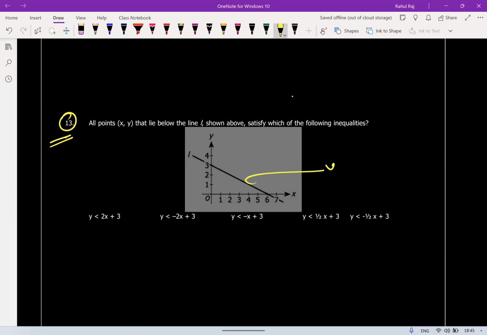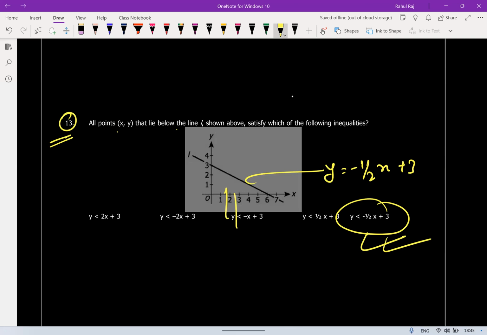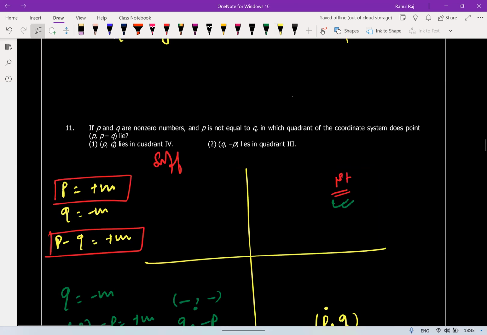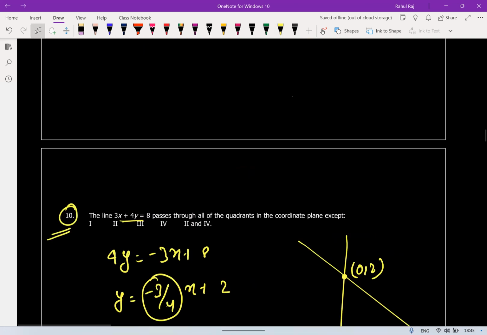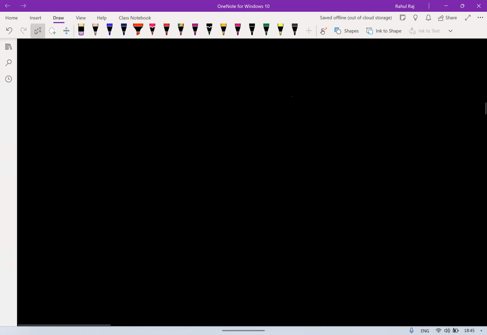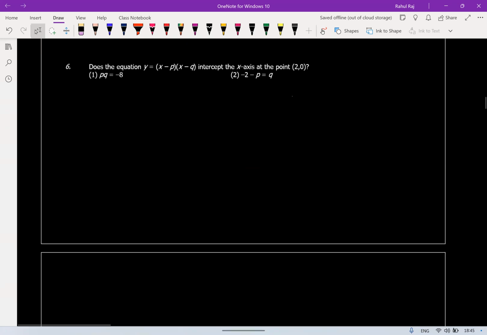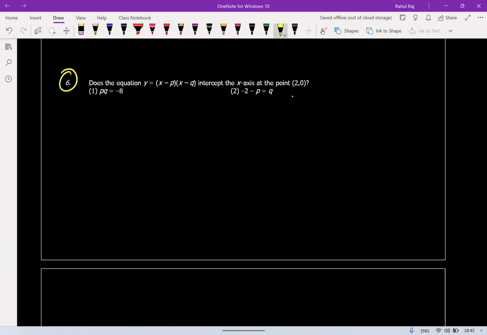Equation of this line is nothing but y is equal to x plus 3. They're asking you about the region which lies below the line. Question number 6. Take 1 minute. That's it.